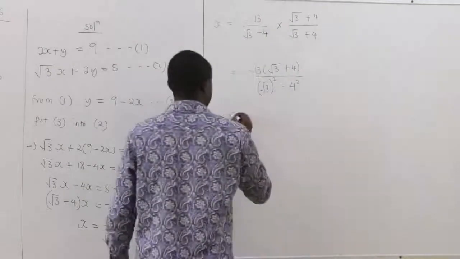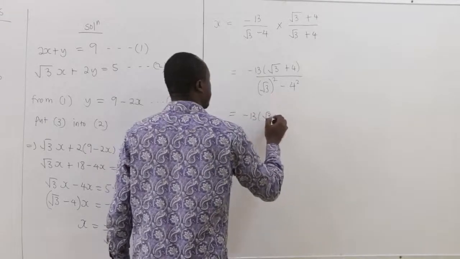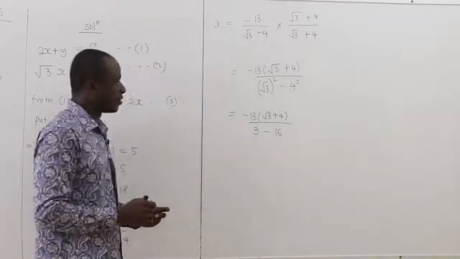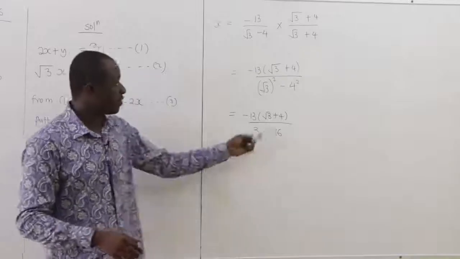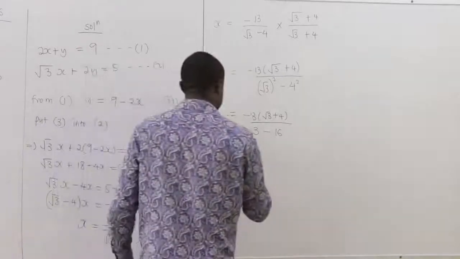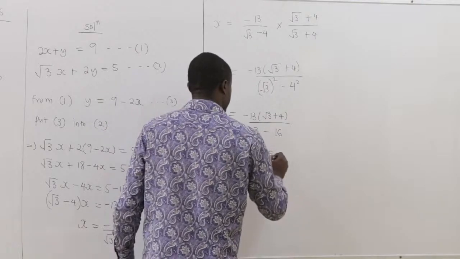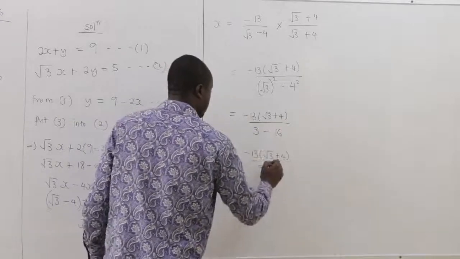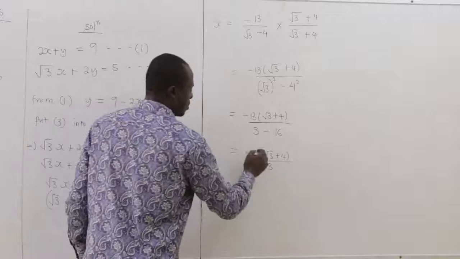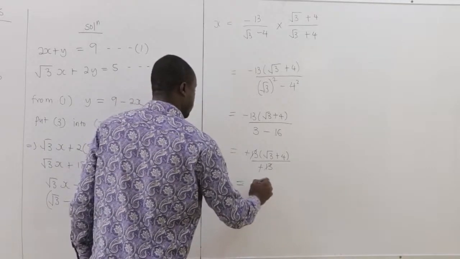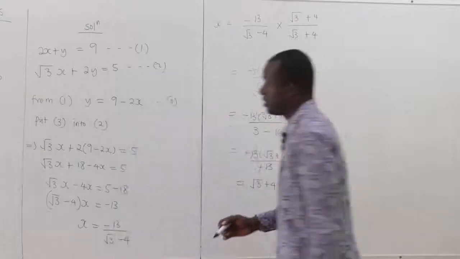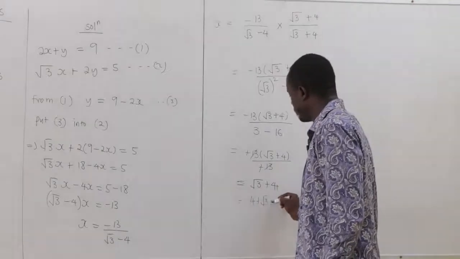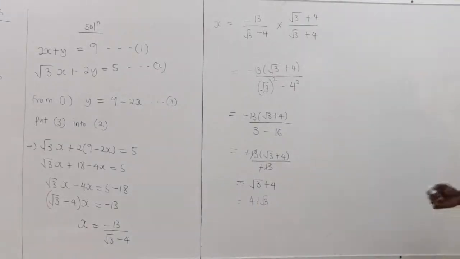Now this is just equal to negative 13, we have root 3 plus 4 all over 3 minus 16, that is root 3 all squared, that is 3, and 4 squared, we have 16. And this is just negative 13 root 3 plus 4. Now what do you have here? 3 minus 16, that's negative 13. This will cancel that. So our answer is just root 3 plus 4. Now the question says it should be in the form a plus b root 3, so this is the same as 4 plus root 3. That is x.